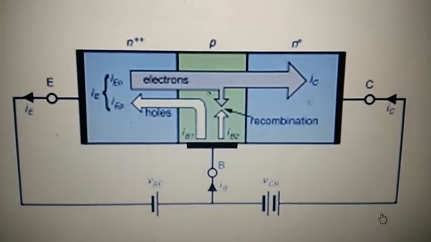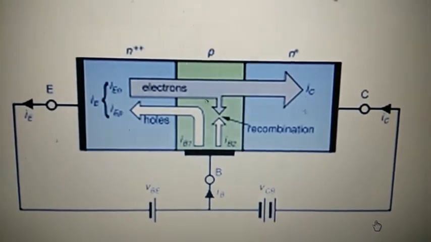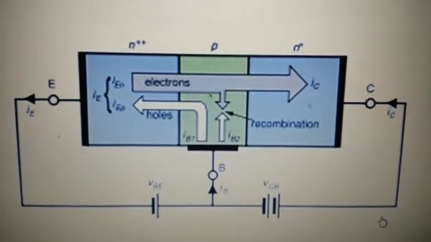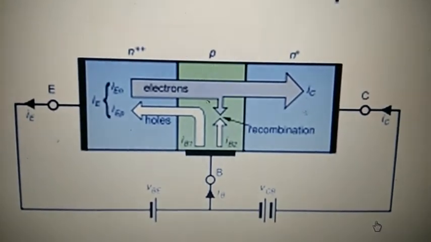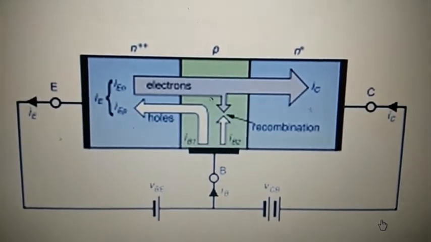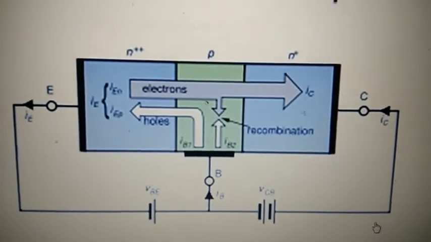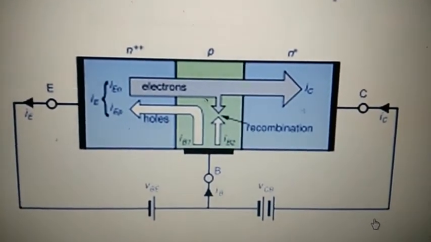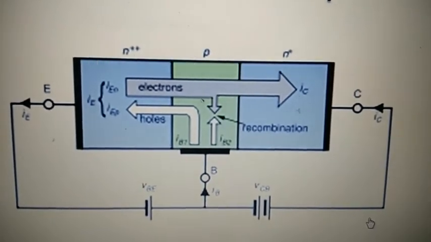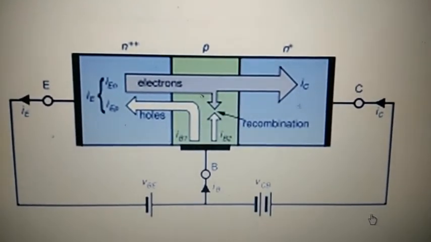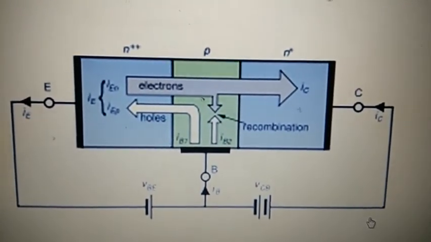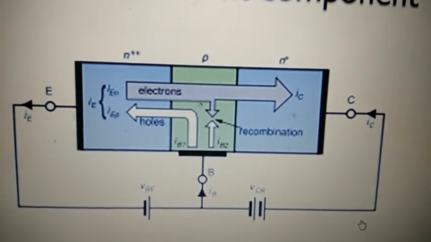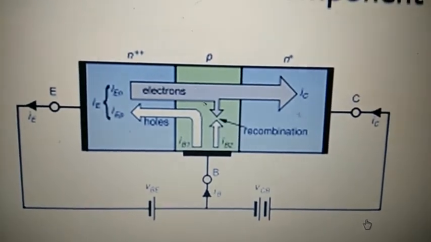Sometimes a question may be asked: draw the basic diagram of the current components of a transistor and explain it. So you can draw this diagram of the current components and explain it in short. What is emitter current, what is collector current, what is base current, and how the emitter current is 100%. You have to explain this, right?